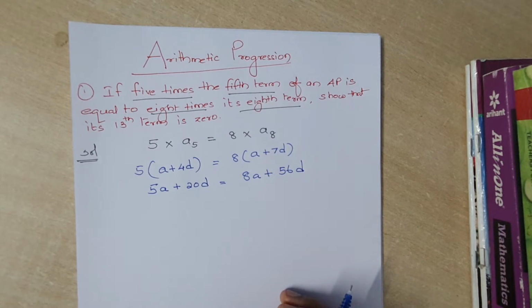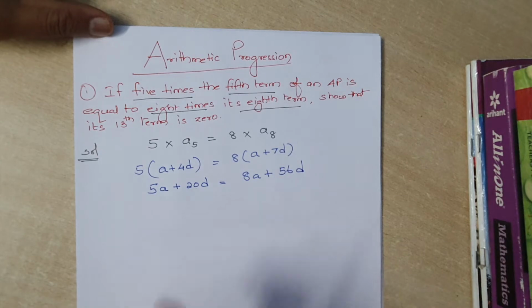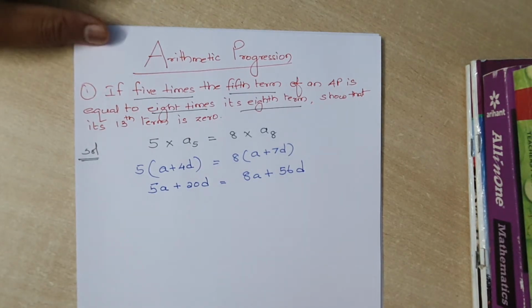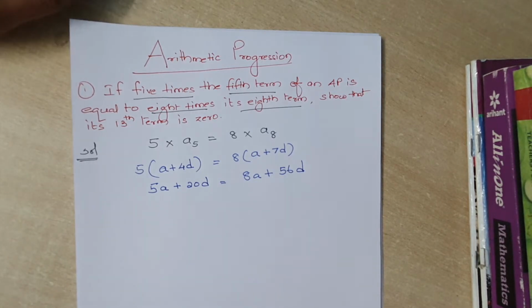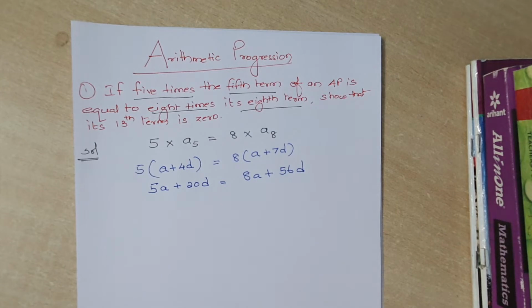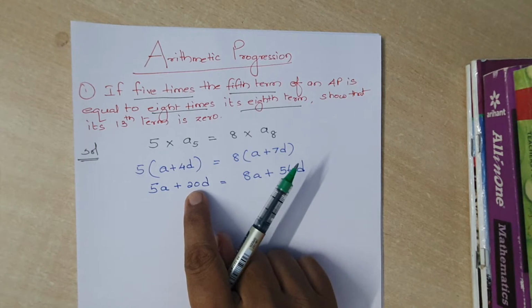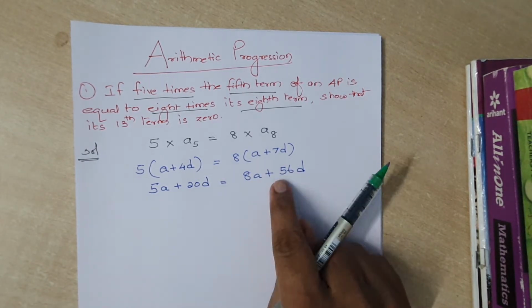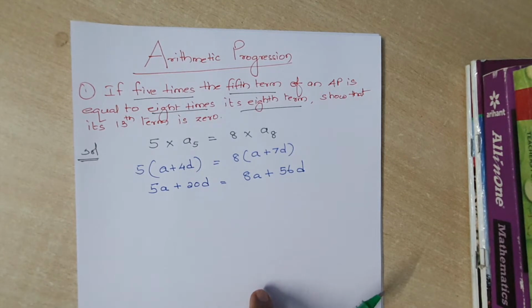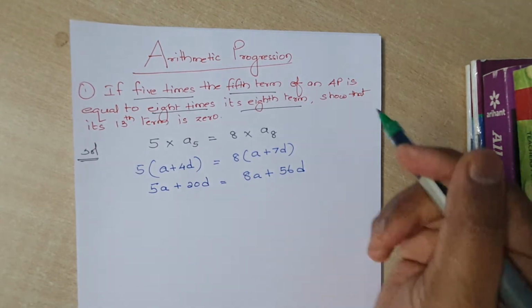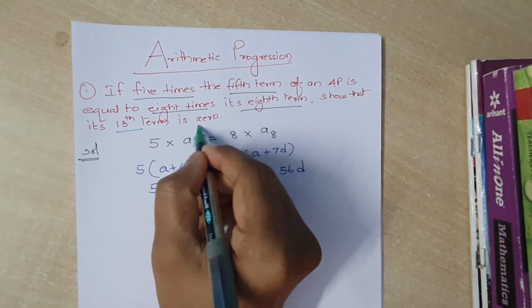Now taking A and D to one side, let us form a standard linear equation in two variables. If we bring this 5A to the RHS, it will become 8A minus 5A. 20D, when we bring it here, we transpose, what do we get? 56D minus 20D. What we have to show is that the 13th term is 0.